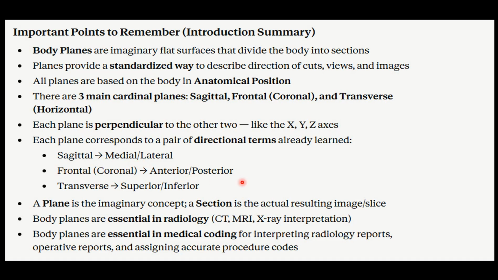Frontal or coronal for anterior and posterior, transverse for superior and inferior. These are the terms, and we have a detailed session for each of them, anatomical terms of direction. Those who have watched that session can relate the things easily, correct? That's why I'm saying follow it sequentially. Then, a plane is an imaginary concept, while a section is actually the resulting image or slice. Body planes are essential in radiology, like CT, MRI and X-ray interpretation. Body planes are essential in medical coding for interpreting radiology reports and operative reports and assigning accurate procedure codes.